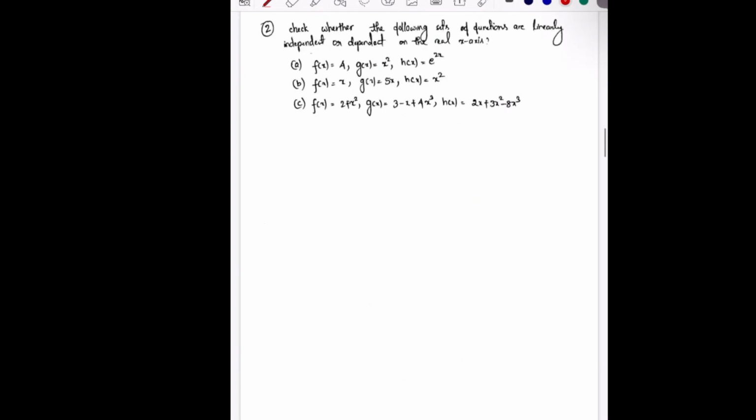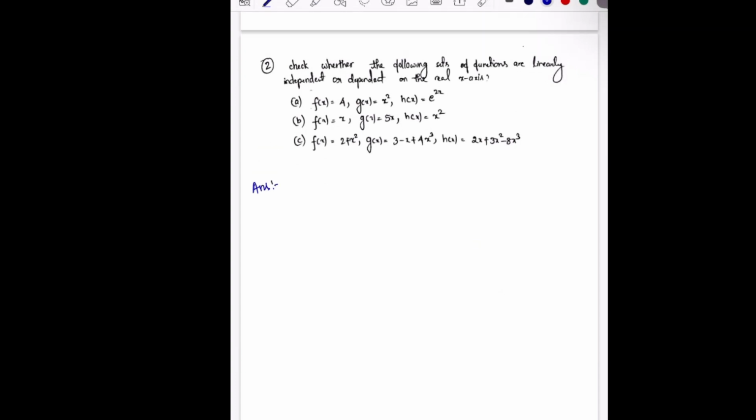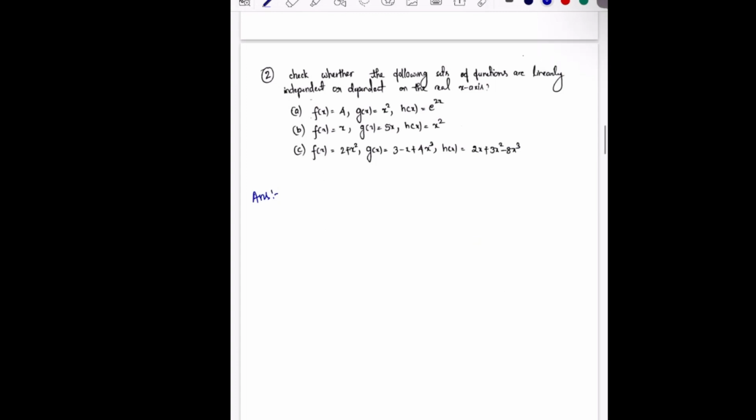So let's see the second question. This is similar to the first one. So that you can understand it better, I have taken two examples. Read the question at least once. Everyone read the question.